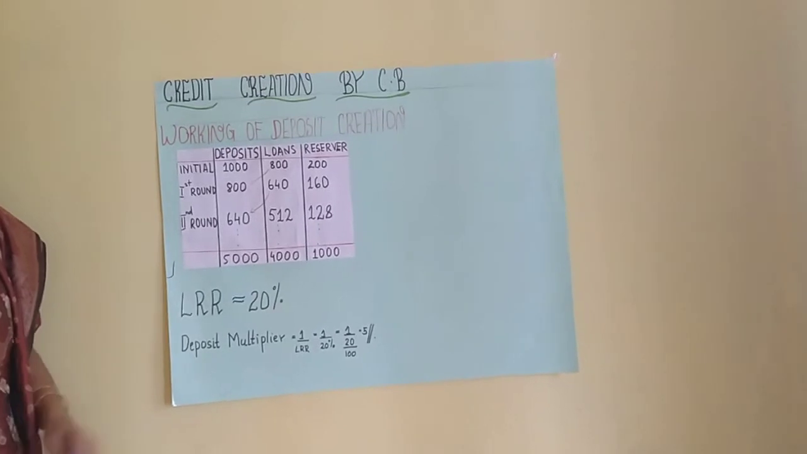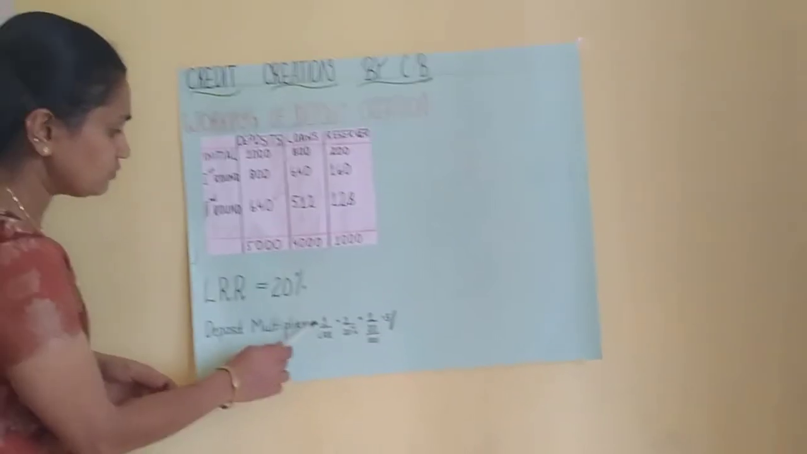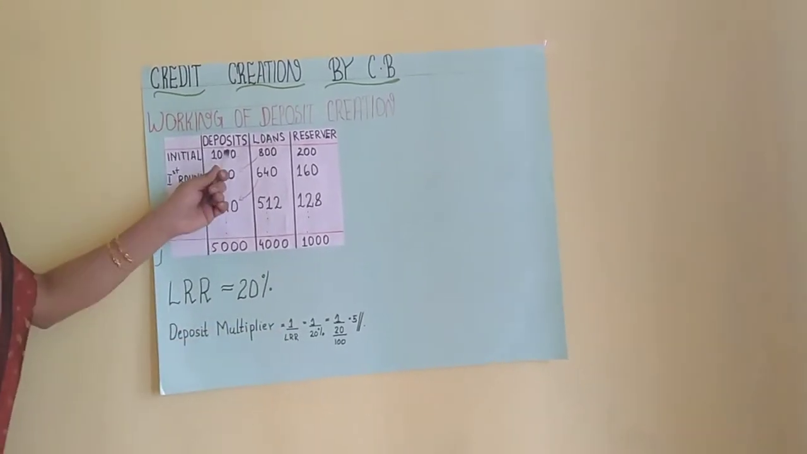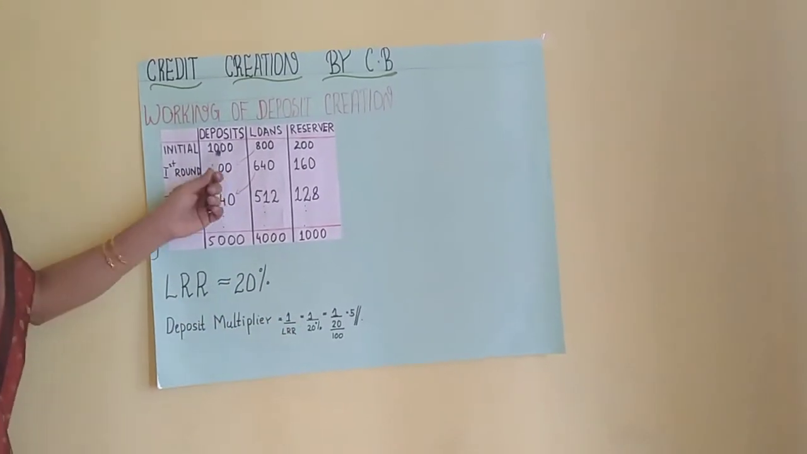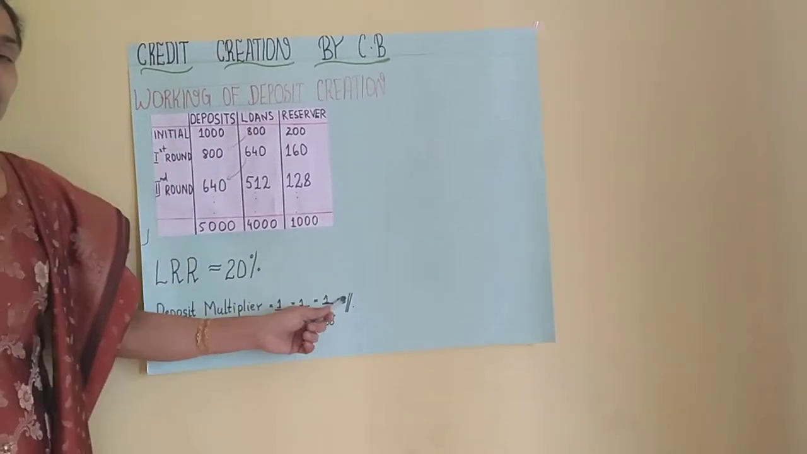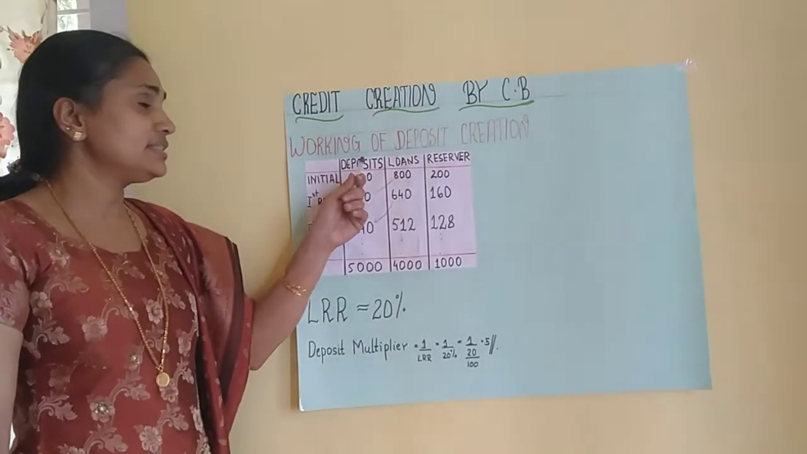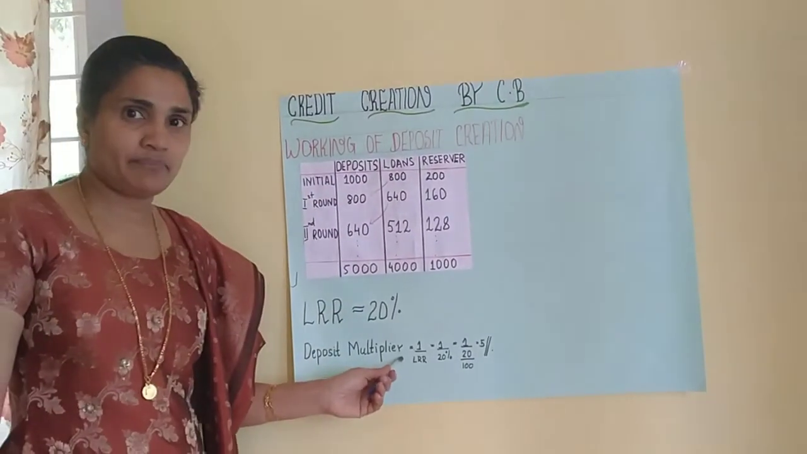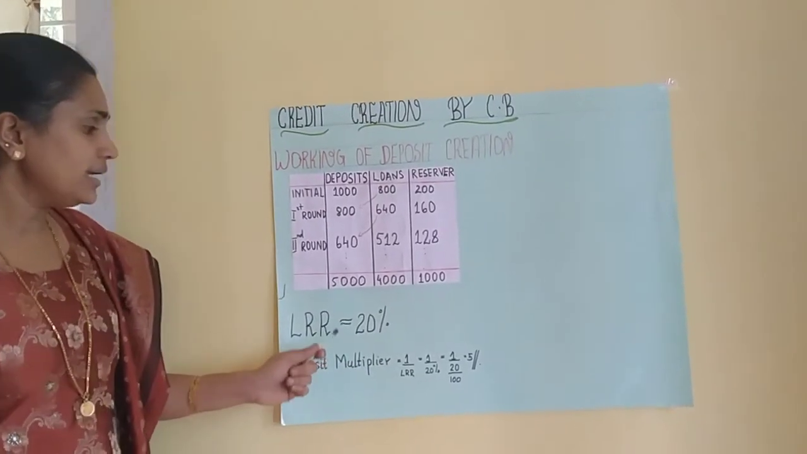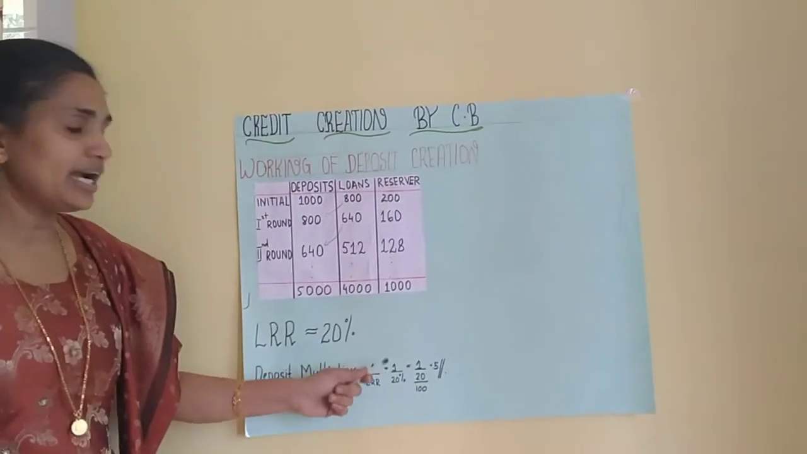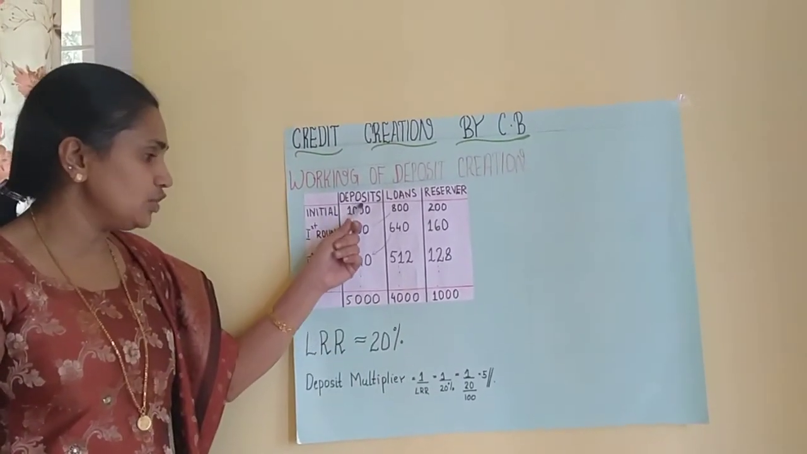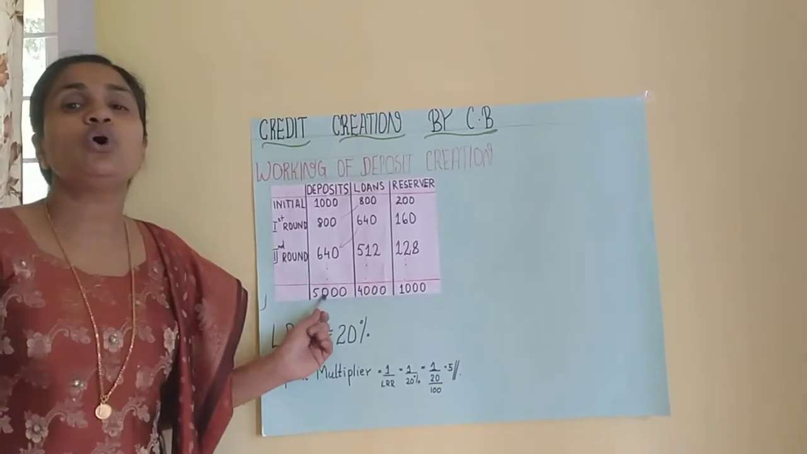Here we can see deposit 1000 into 1 by LRR, 1000 into 1 by 20%, 1000 into 1 by 20 by 100, that is 1000 into 5, 5000. So what is the formula for calculating the total deposit? Deposit into 1 by LRR. So in this example, 1000 into 5 is equal to 5000.